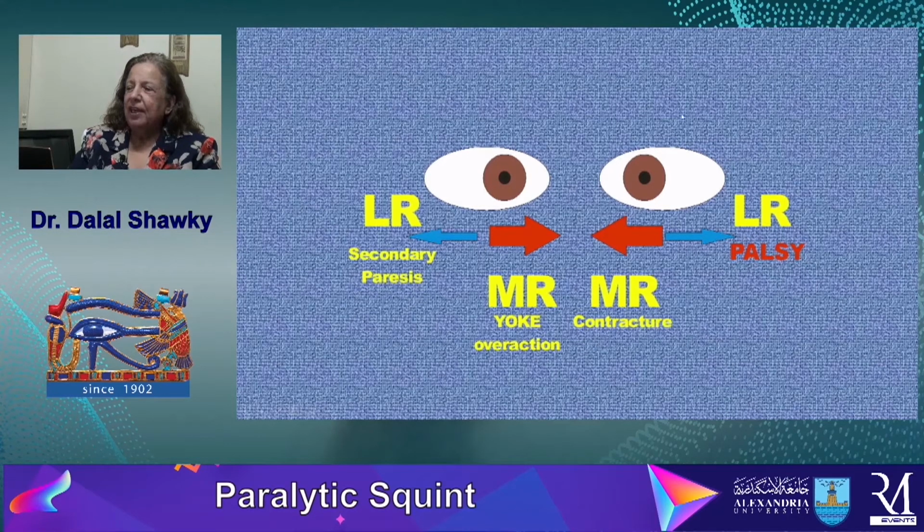Also, excessive impulses trying to move this paralytic lateral rectus go at the same time to the yoke muscle, which is the medial rectus of the other eye, making it overacting. Here, these strong muscles are colored red, and there will be secondary paresis of the contralateral lateral rectus. So the choice here is to recess the medial rectus of the same eye and to recess at the same time the medial rectus of the other eye, the contralateral medial rectus, that is the yoke muscle.